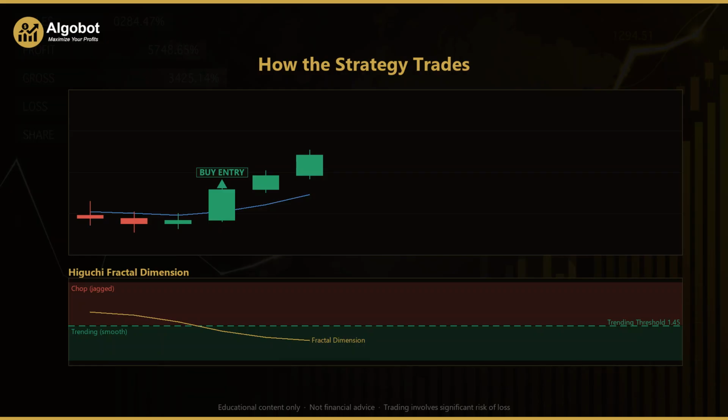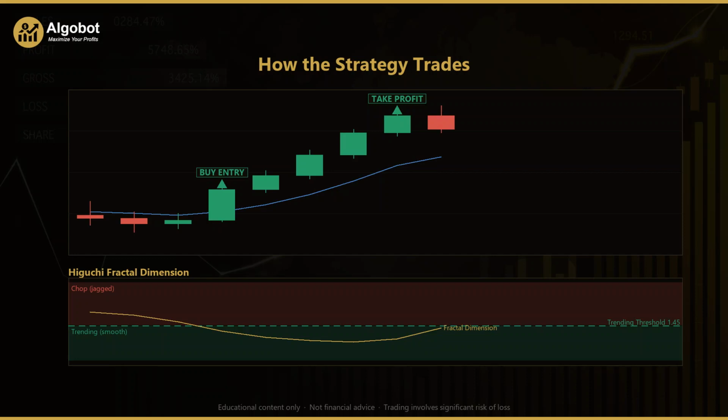Now watch the fourth candle. Price pushes up and closes firmly above the moving average, and crucially the average itself has just begun to tilt upward. At that same moment, the fractal dimension in the lower panel drops below the trending threshold into the green smooth region. Both conditions now agree, a trending regime and a fresh close cross above a rising average, so the strategy signals long. That's our buy entry marker. The stop loss is placed a set distance below, at 2 times the current ATR, while the take profit sits further away at 3 times ATR, giving a reward to risk of 1.5 to 1.